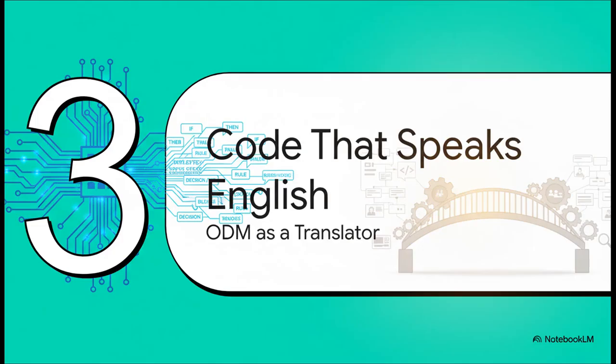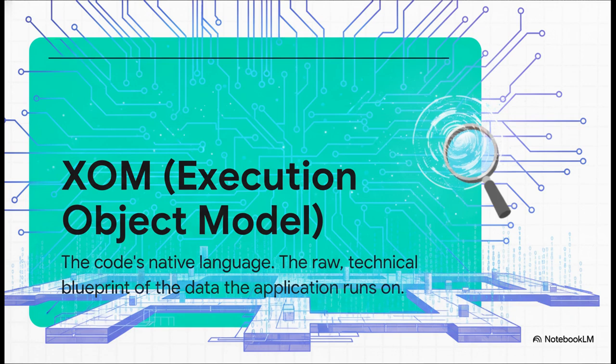So how does this bridge actually work? I mean, how do you translate complex computer code into something a business user can not only understand, but actually manage themselves? Well, it's kind of like a universal translator, and it all comes down to a really clever layered approach. It all starts at the very foundation with something called the XOM. That's the Execution Object Model. The easiest way to think about this is that it's the code's native language. It's the raw blueprint of the data, the pure tech stuff that the application runs on.